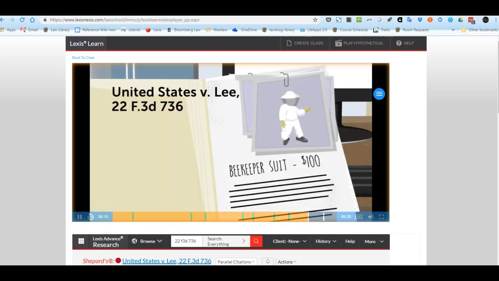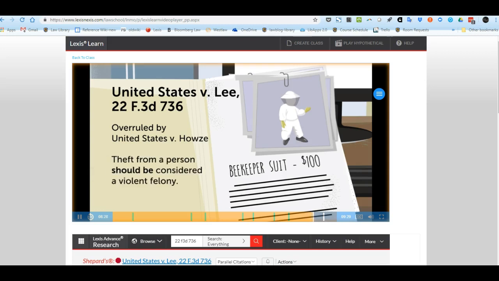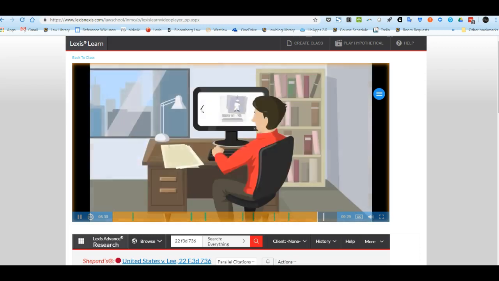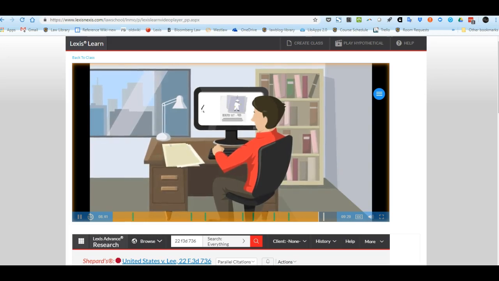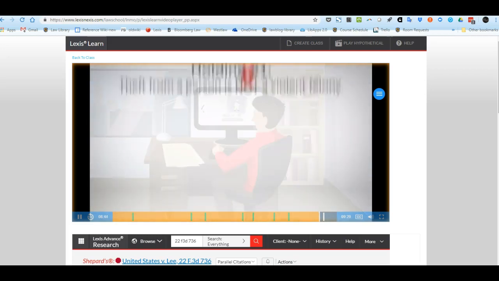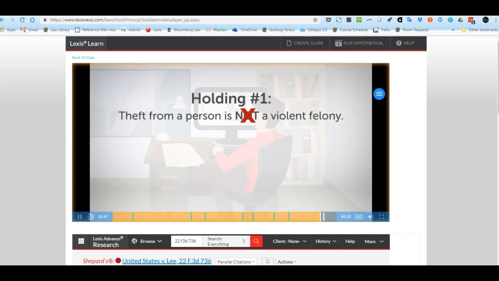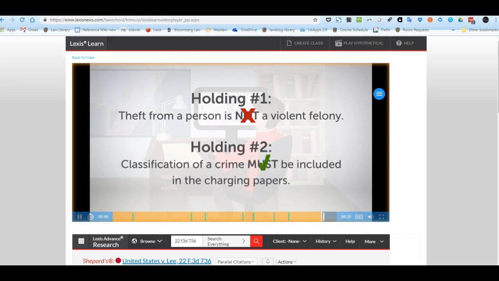So the case from the 7th Circuit that the district attorney referred you to has been overruled by United States v. House for a holding important to your analysis, specifically that theft from a person should be considered a violent felony. You'll still need to read the cases that distinguish and criticize Lee's holdings if they're from the 2nd Circuit to be sure. But it appears that based on relevant case law, Mr. Thompson's theft of the beekeeper suit should be considered a violent felony, and that classification must be included in the charging papers to preserve it for sentencing.